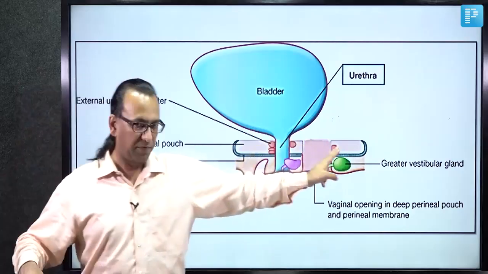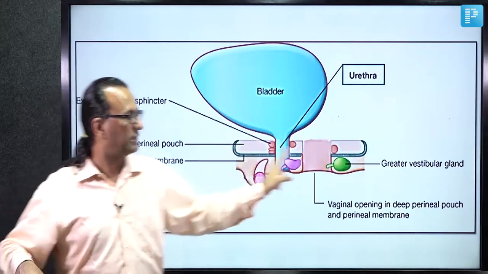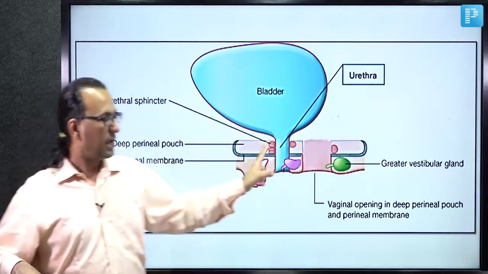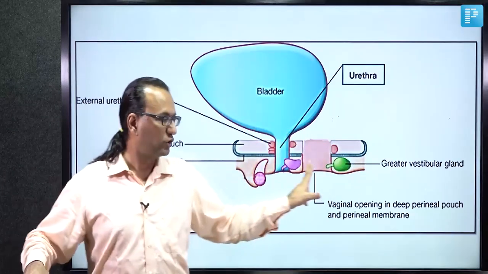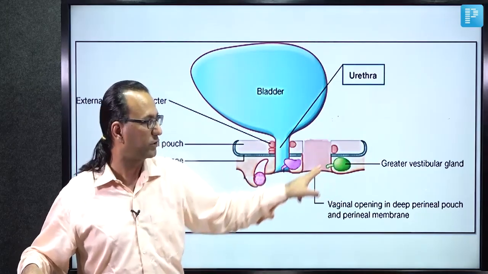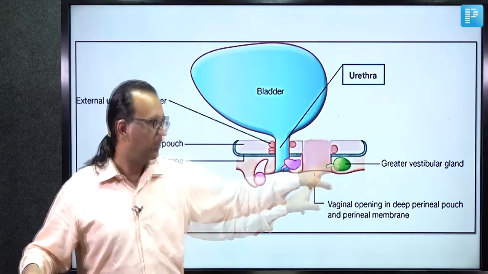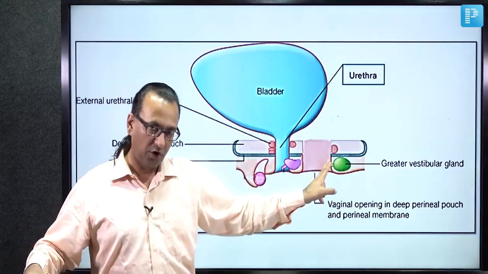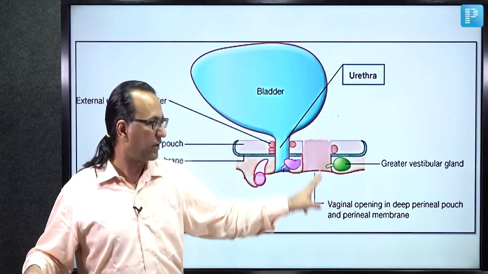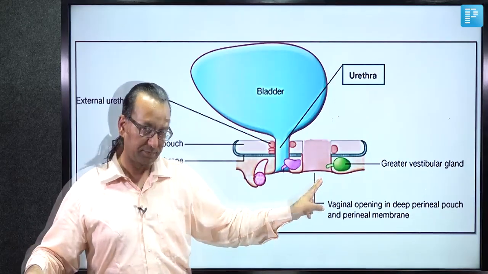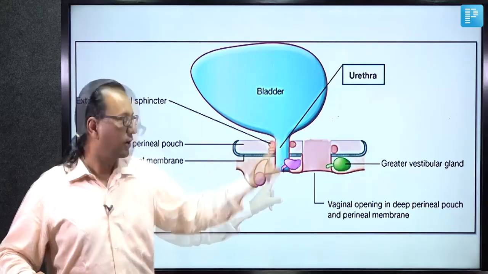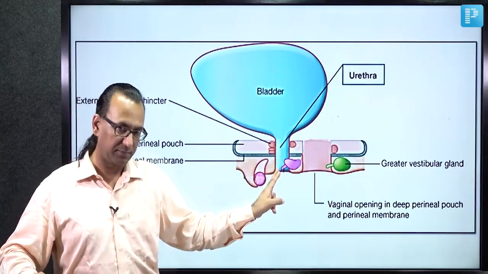Both are part of the same external sphincter, a content of the deep perineal pouch and a part of the urogenital diaphragm as such. In the superficial perineal pouch, you can see there is a greater vestibular gland of Bartholin, and the duct is also opening in the superficial perineal pouch. In the beginning, the duct is lined by stratified cuboidal epithelium, but at the opening, like any other opening, it should be lined by stratified squamous epithelium, the same as the vaginal epithelium as well as the urethral epithelium, non-keratinized stratified squamous epithelium.